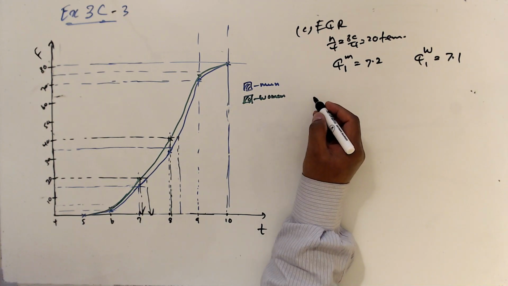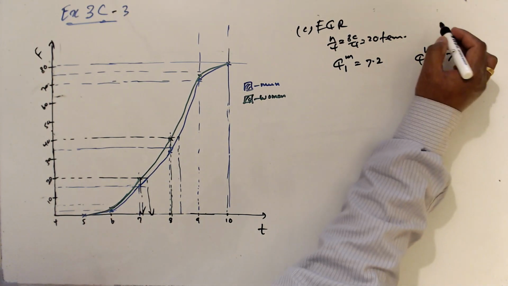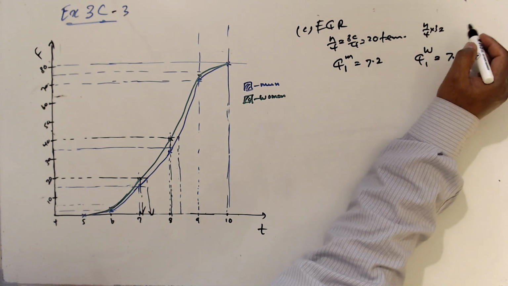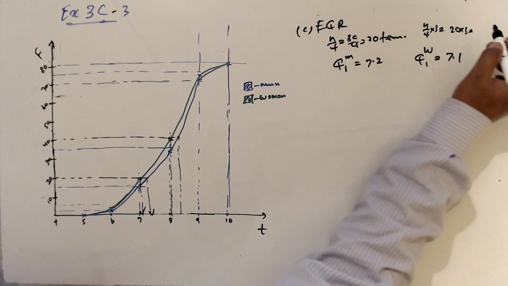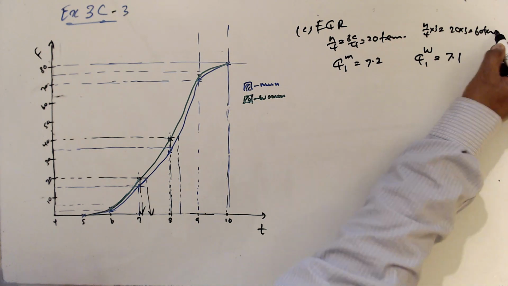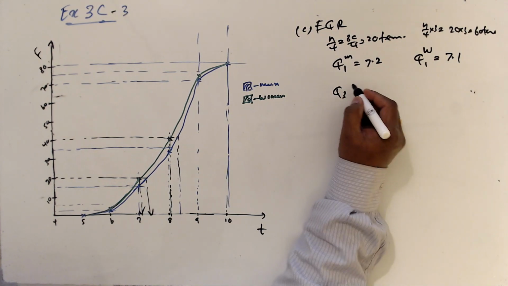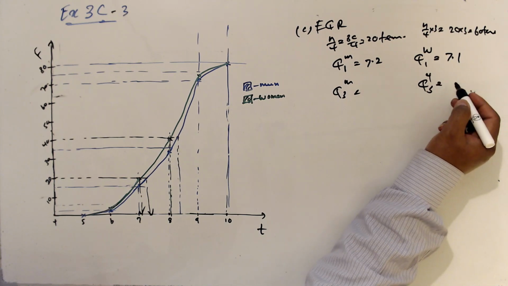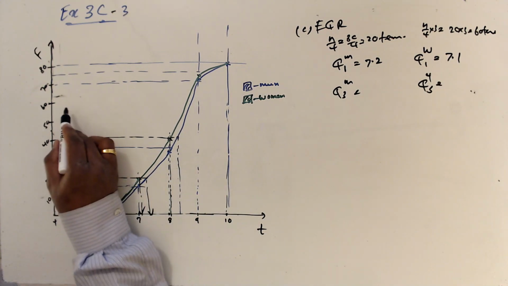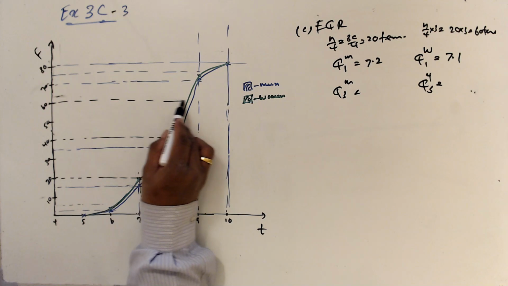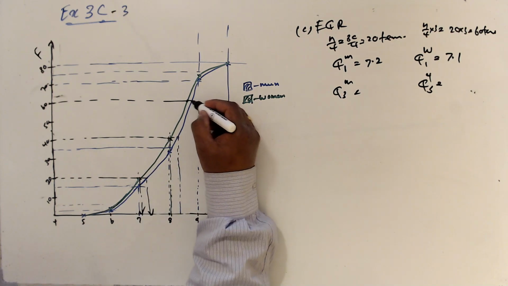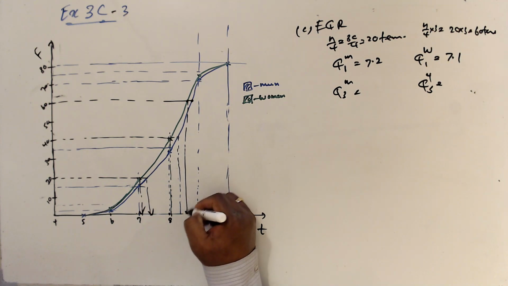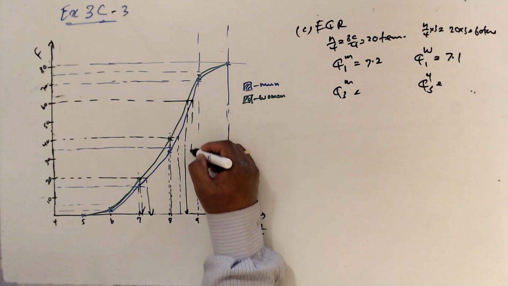And Q3 is n divided by 4 times 3, which is 20 times 3, 60th term. So Q3 for men and Q3 for women. So the 60th term is here. So this is the point. Those are the 2 points. It will come down and this will come down too.